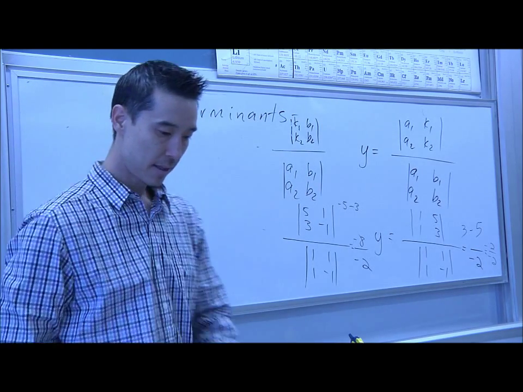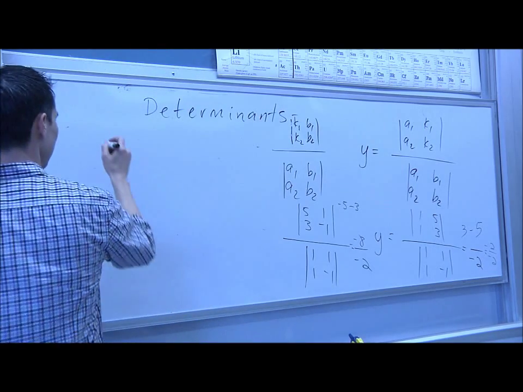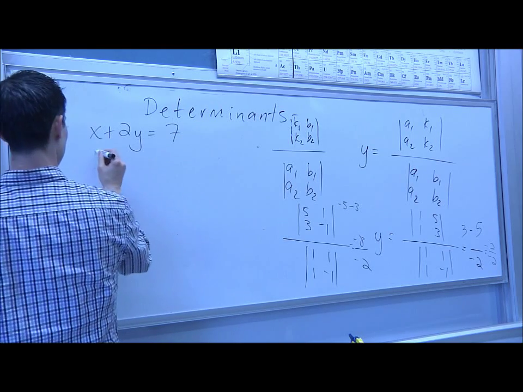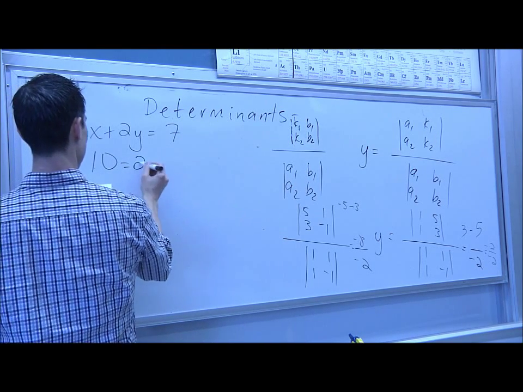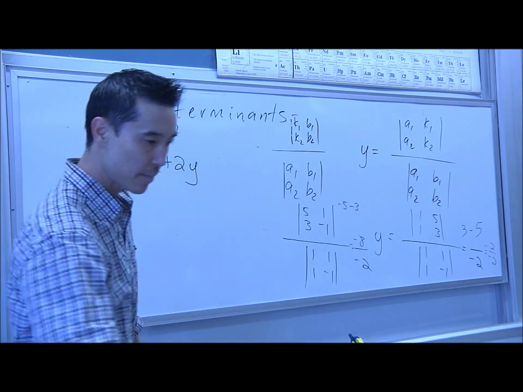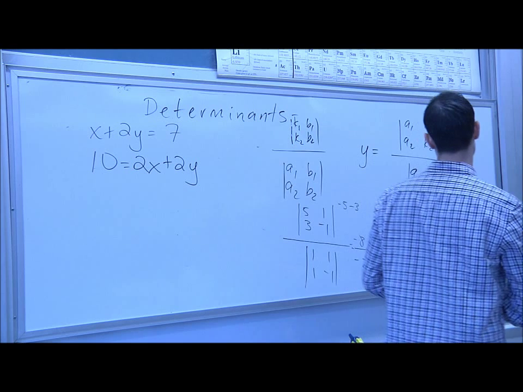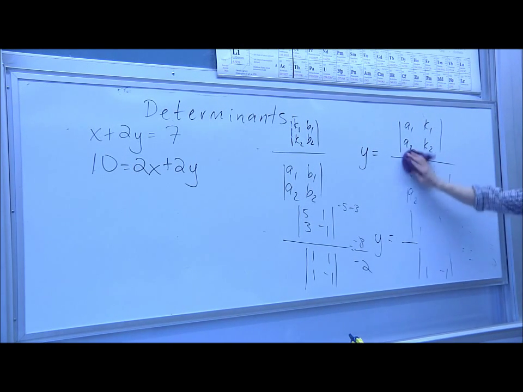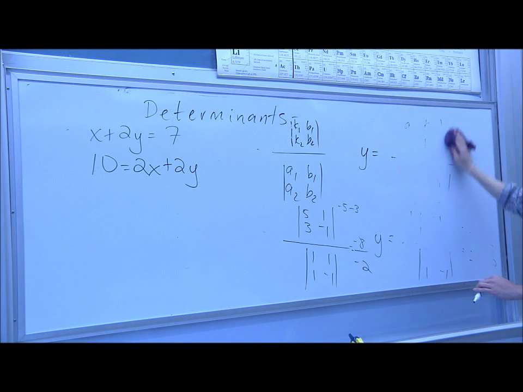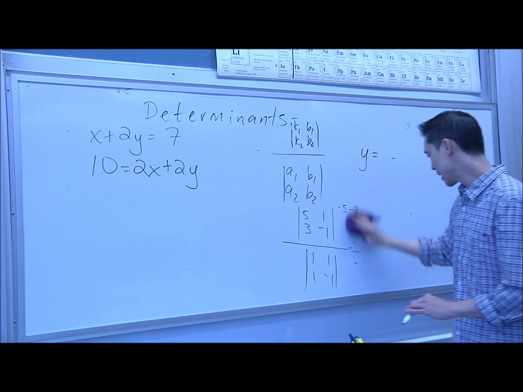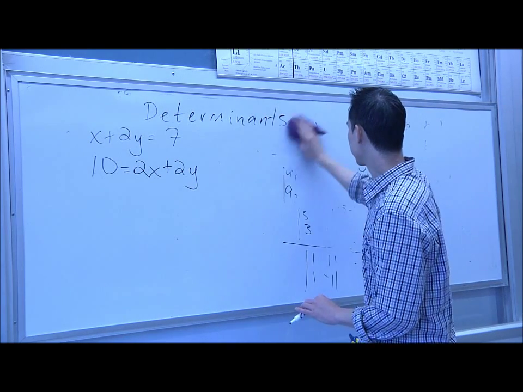All right, let's take a look at this one. X plus 2y equals 7. 10 equals 2x plus 2y. Before jumping into that problem, how is it trying to trick you already? It's putting the 10 on the other side. Yep, it's putting it out of order. So job 1, put it in the correct order first. Put in any missing coefficients. Get it in standard form first.